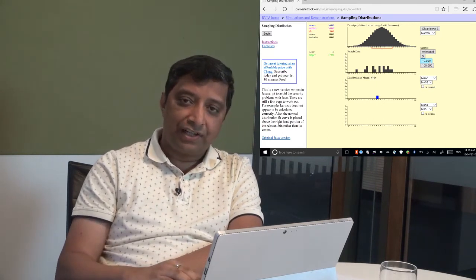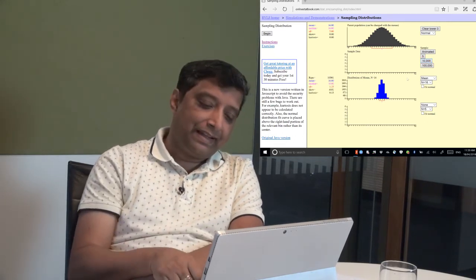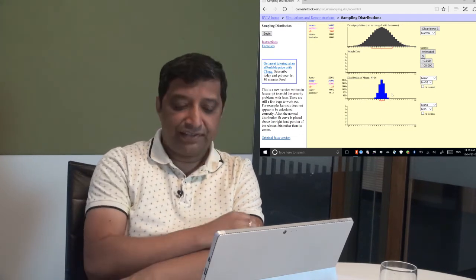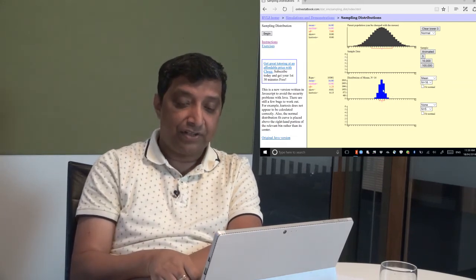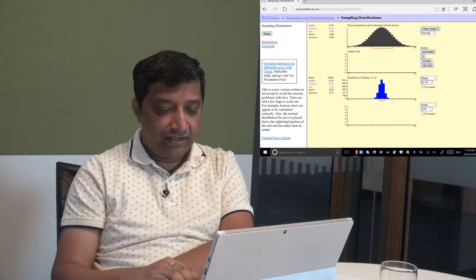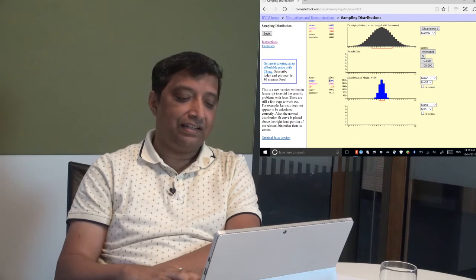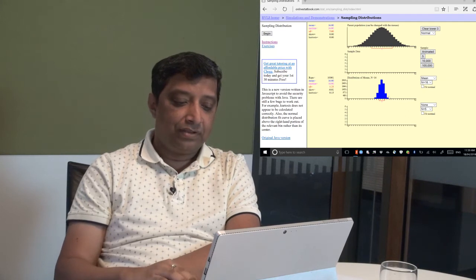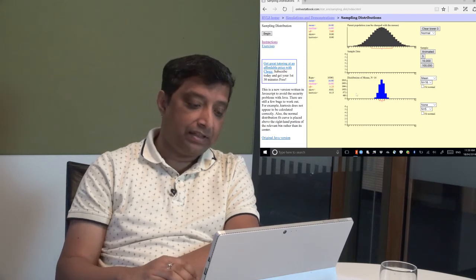In the real world, we are just allowed to take 1 sample, but let's assume we are allowed to take 10,000 samples. So what you see here is that all these blue bars represent sample means, and there are 10,000 sample means here. This distribution at the bottom, the blue one, is basically a distribution of sample means. Now what is interesting here is that the mean of all these sample means is actually 16. It turns out to be 16, which is exactly the same as the population mean.